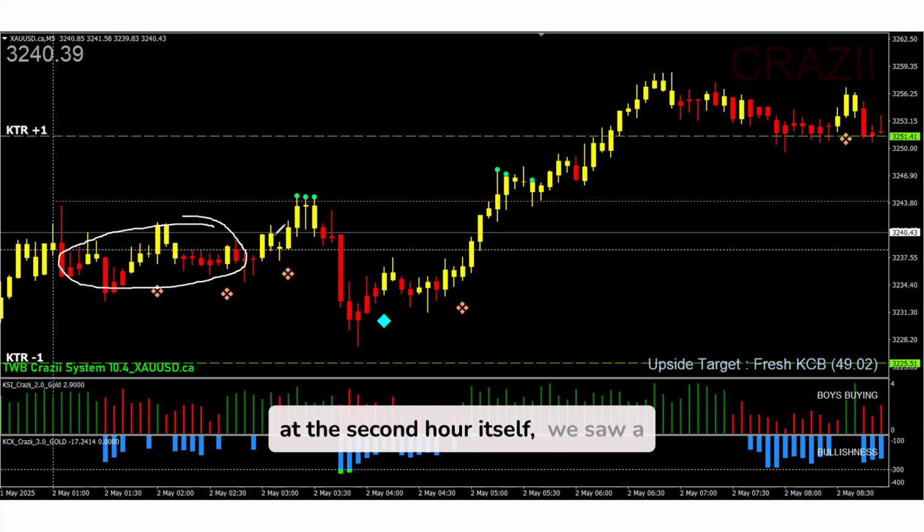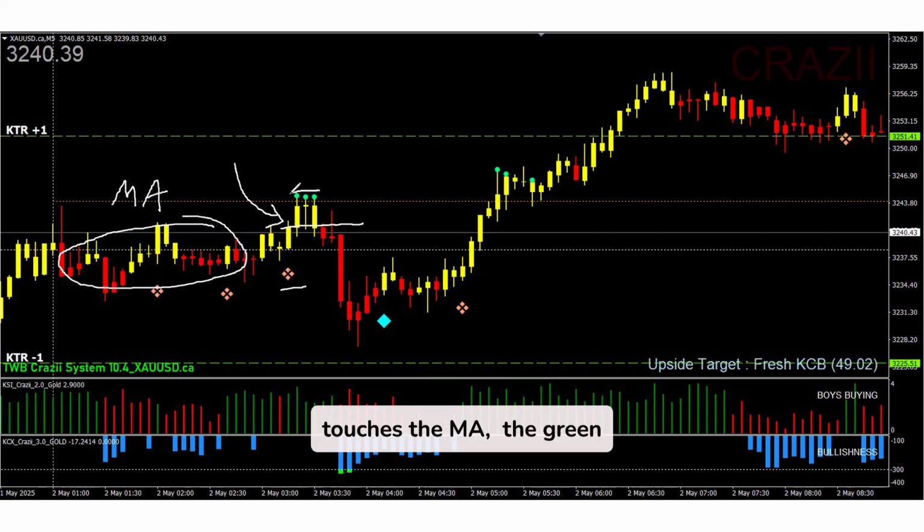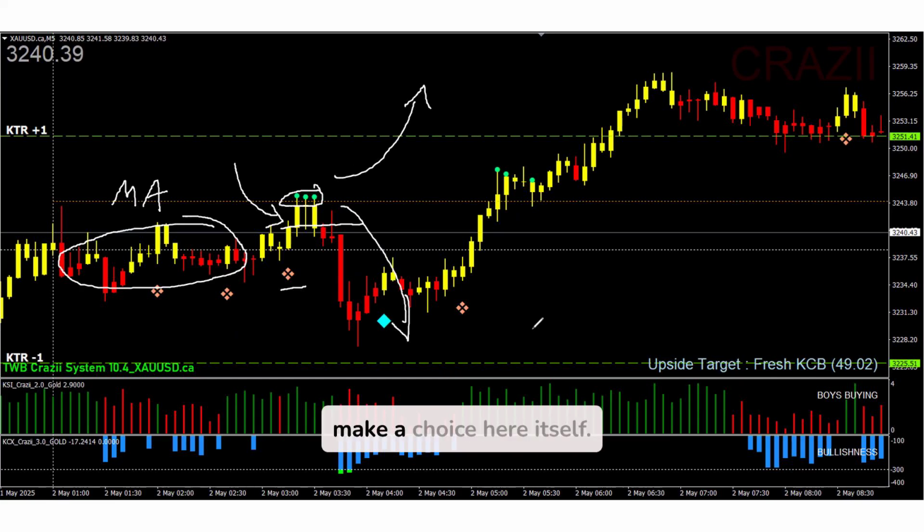So at the second hour itself, we saw a 4 diamond over here, and by right, if you draw a line across it properly, you have this, right? If you bought it here, nothing wrong because it's above OP and it was going up. But this is MLP, that is actually the MA. Sorry, the MA is residing here itself. So once the market touches the MA, the green dots will always appear, and that's to inform you that the market is going to go in this direction or this direction soon. So you must make a choice here itself.